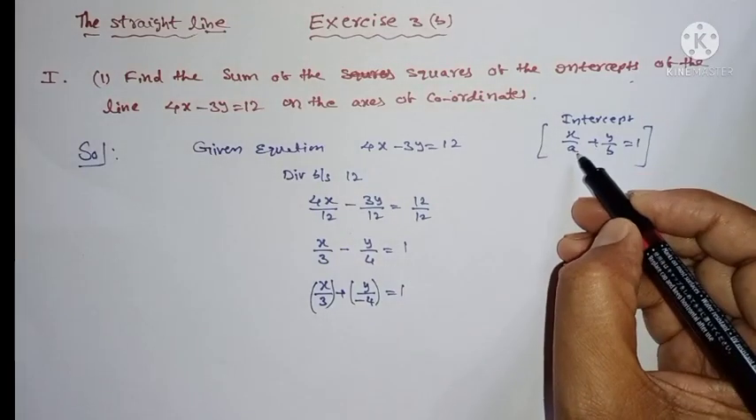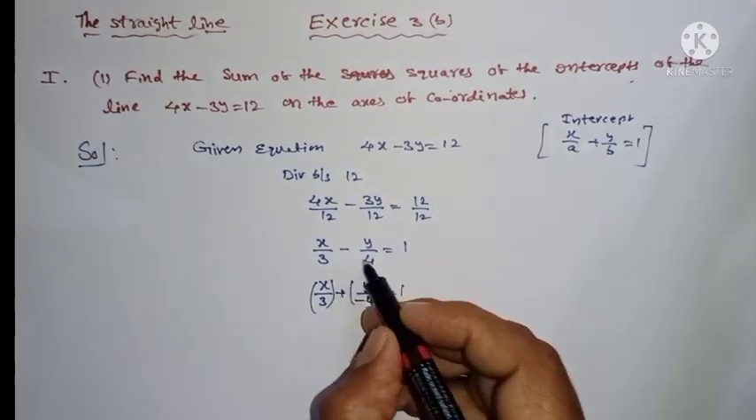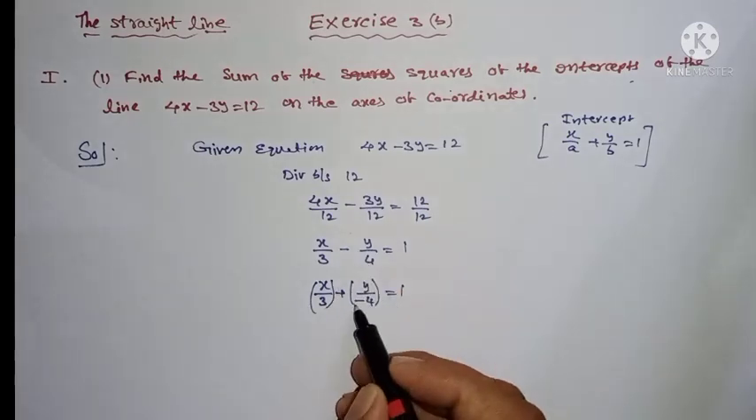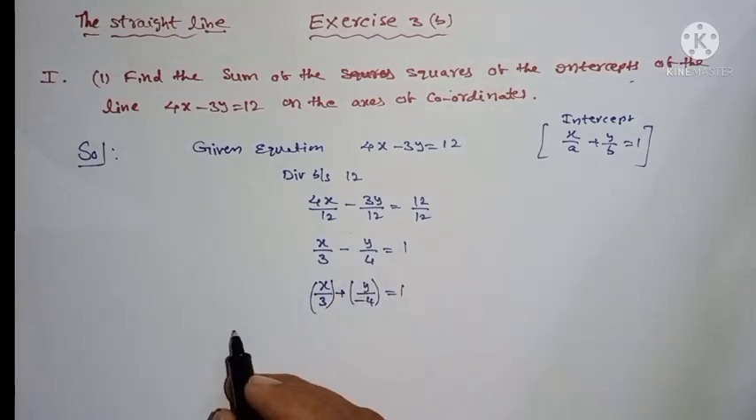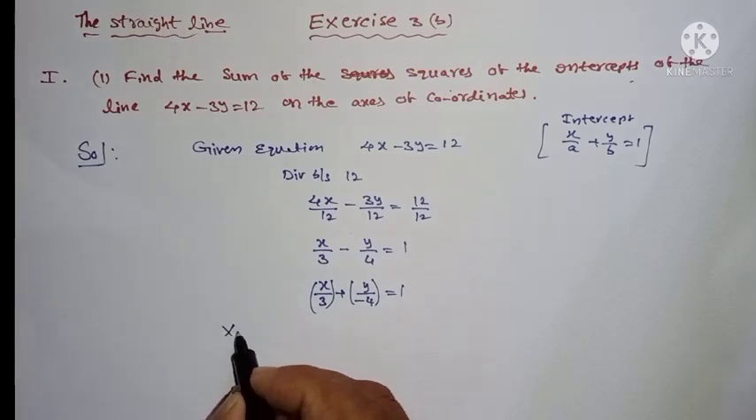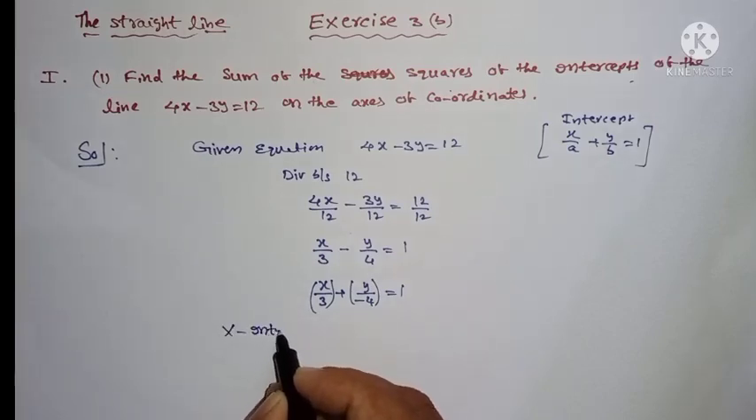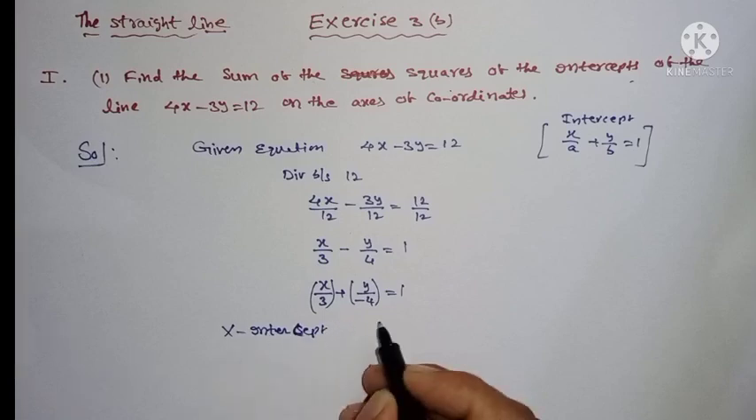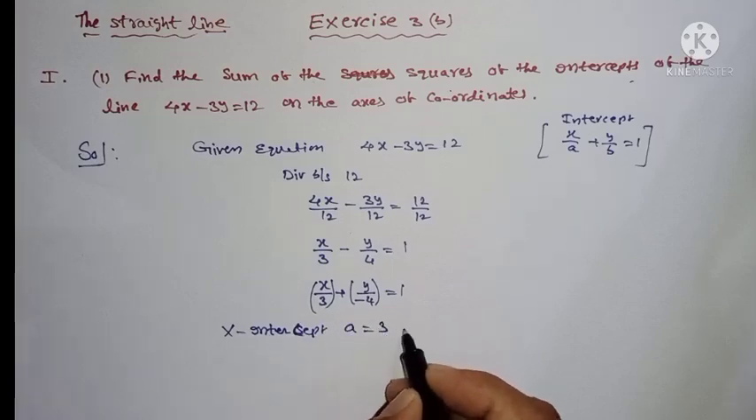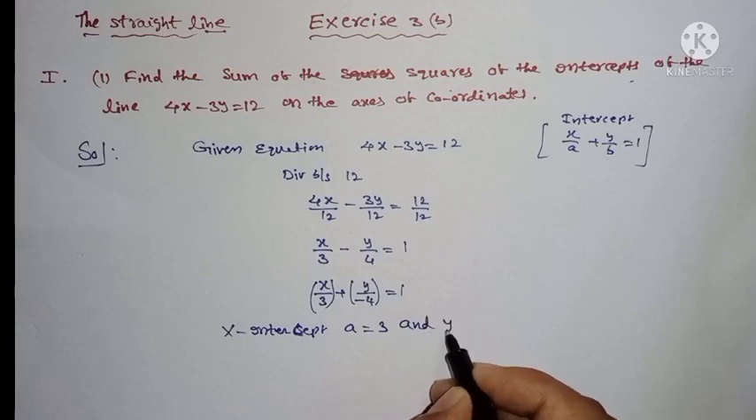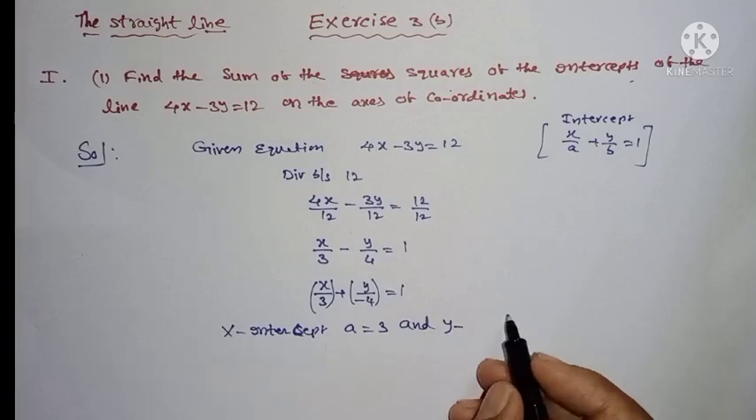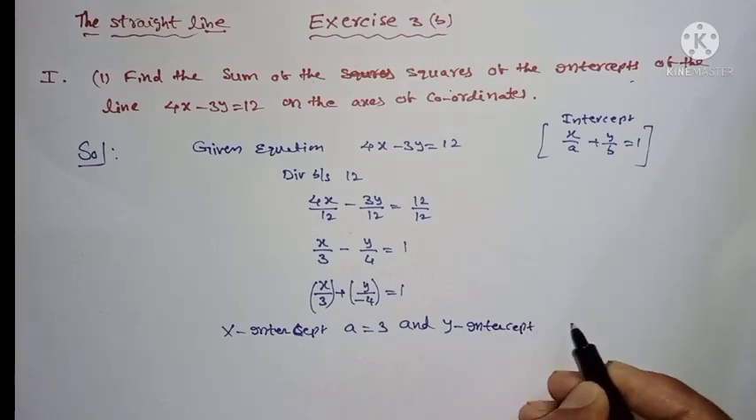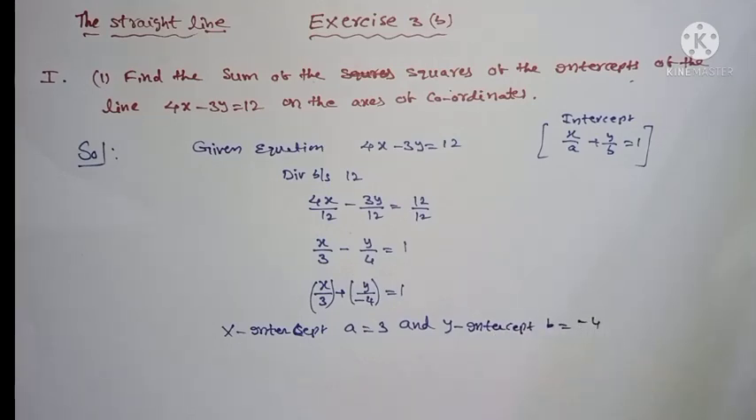What is the form here? x by a plus y by b. Therefore, I can take here minus 4, since minus into plus is minus only. Therefore, I can write y by minus 4. Therefore, what are the intercepts? The x intercept is a is equal to 3 and the y intercept b is equal to minus 4.